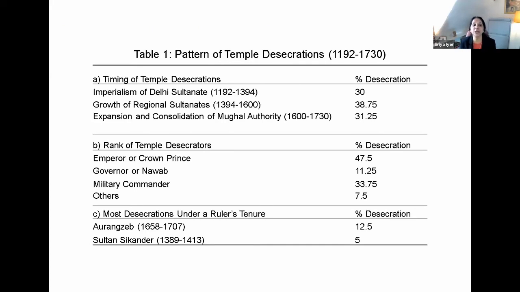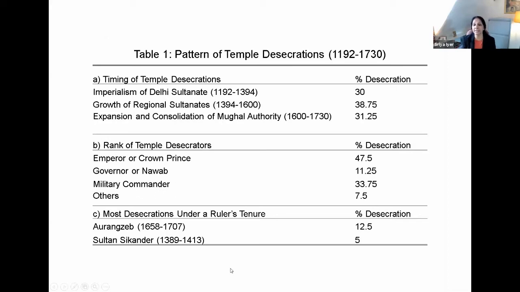This table actually shows you the pattern of temple desecrations according to 3 phases of Mughal rule across this period. If you're interested in who exactly was conducting these desecrations, sometimes it's the crown prince, sometimes it's the emperor, sometimes it's the governor or the nawab or the military commander.